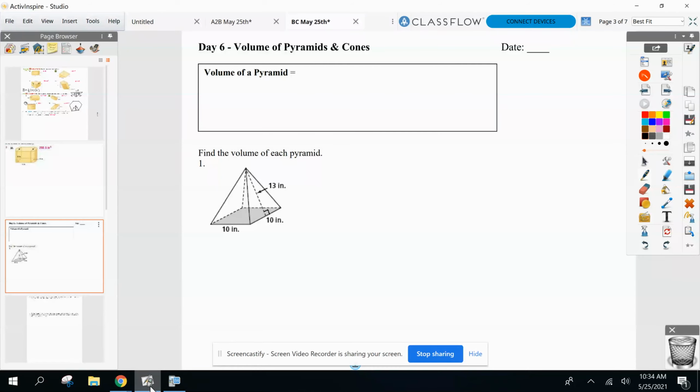Volume of a pyramid on your formula sheet: 1/3 area of the base times the height of the pyramid, times the height. H equals height of the pyramid. You guys weren't here for this day, but I'm going to reenact it for you.